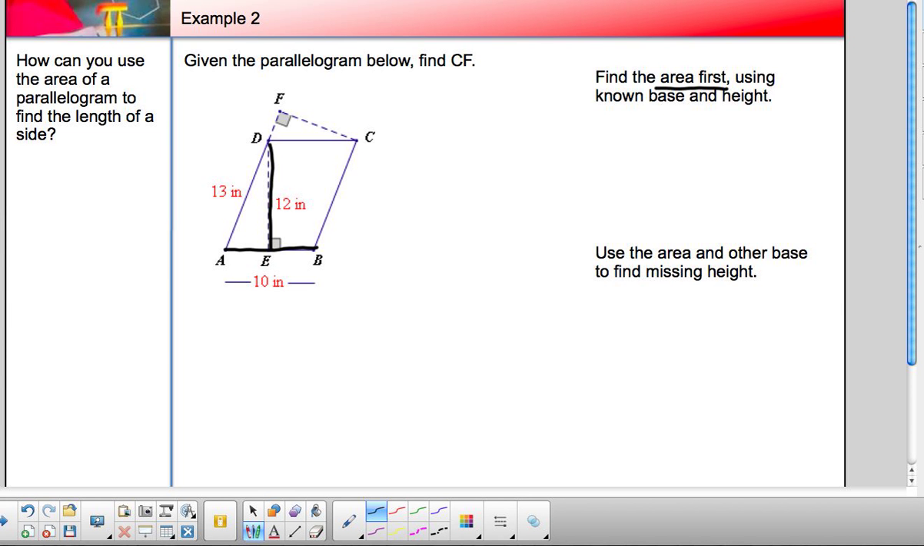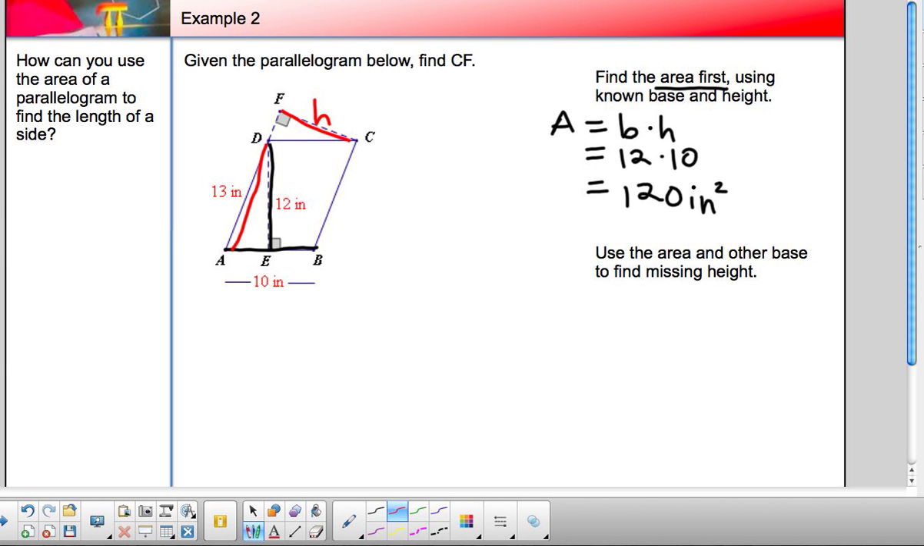We can say that the area is equal to base times height. In this case, that would be 12 times 10, or 120 square inches. Okay, so now we know that area. We're going to use that known area to find this other height. Shouldn't this height here times this base here give us the same area?